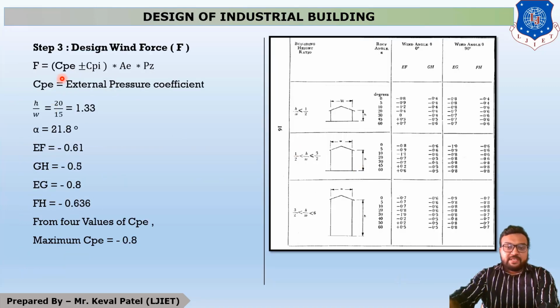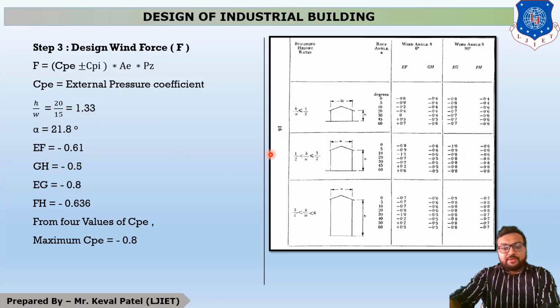Now what is CPE? CPE means external pressure coefficient, and the value of the external pressure coefficient will be found from page number 16. So all the students, move to page number 16, in which you can see that there are three cases. Which case is preferable in this example? First of all, these cases depend on the h by w ratio. Now what is h? H means 20 meter in this example, and w means 15 meter. So 20 by 15 gives us an answer of 1.33.